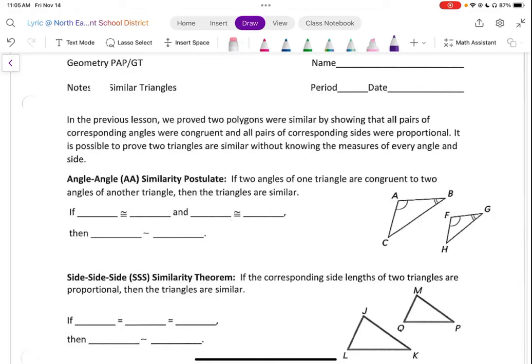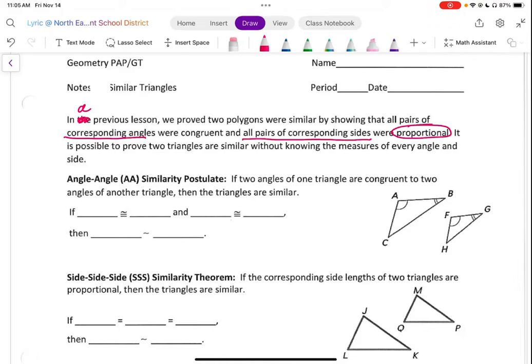All right, so in a previous lesson, we talked about two polygons and how they were similar by showing that all corresponding angles were congruent and all pairs of corresponding sides were proportional. So proportional doesn't mean congruent, but it means that they form a proportion. It is possible to prove two triangles are similar without knowing the measures of every angle and side.